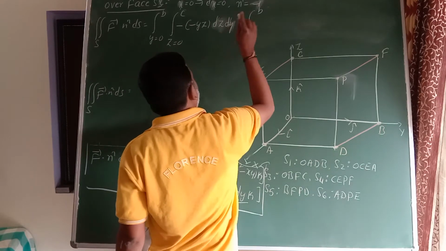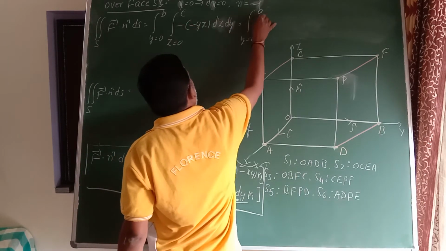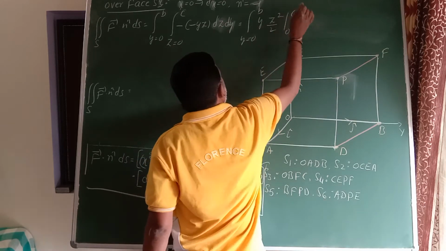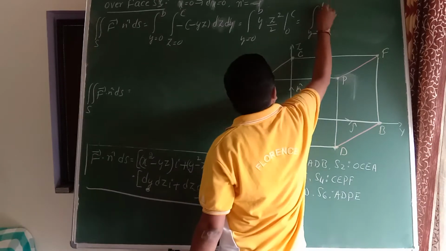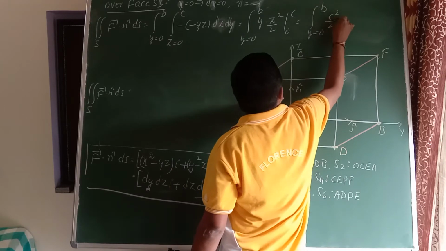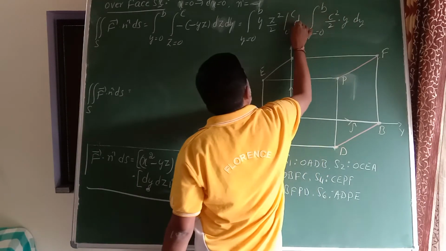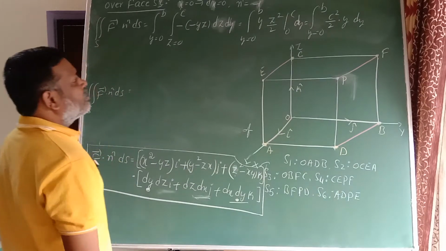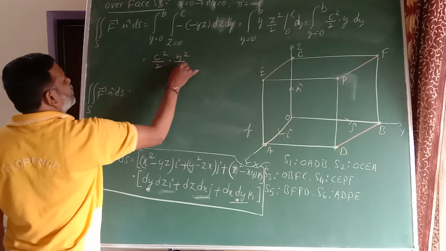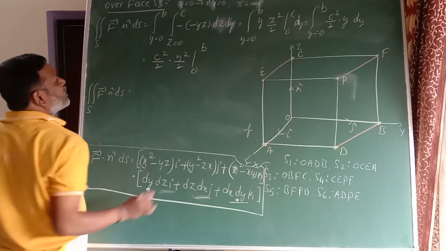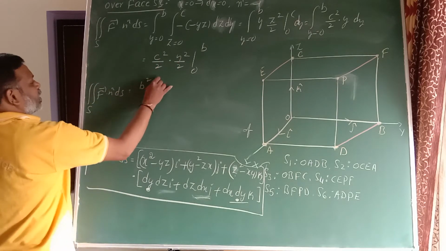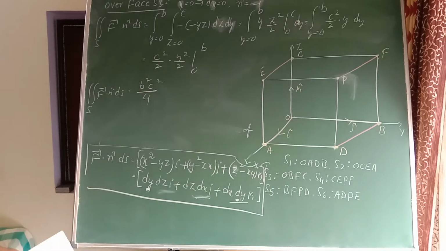The inner integral is z. Now minus into minus is plus, y into the integration of z, which is z square by 2 from 0 to c. So y from 0 to b, apply the upper limit c square, that becomes c square by 2 into y dy. Now integrate with respect to y. This becomes c square by 2 into y square by 2 from 0 to b. Apply the upper limit, this becomes b square by 2. Therefore, the answer is b square c square divided by 4. This is over face S3.